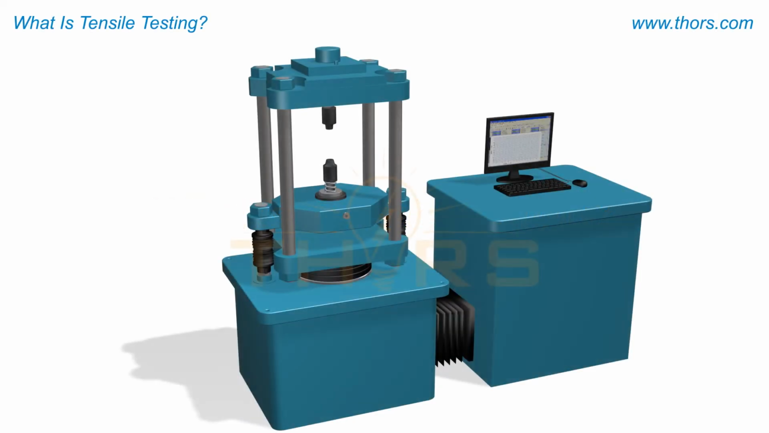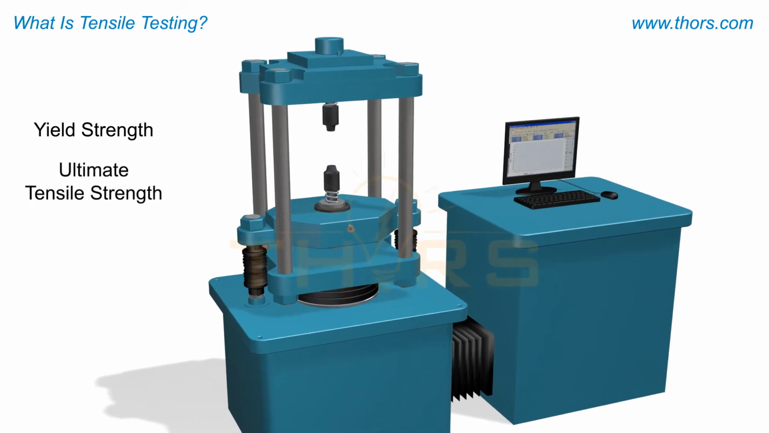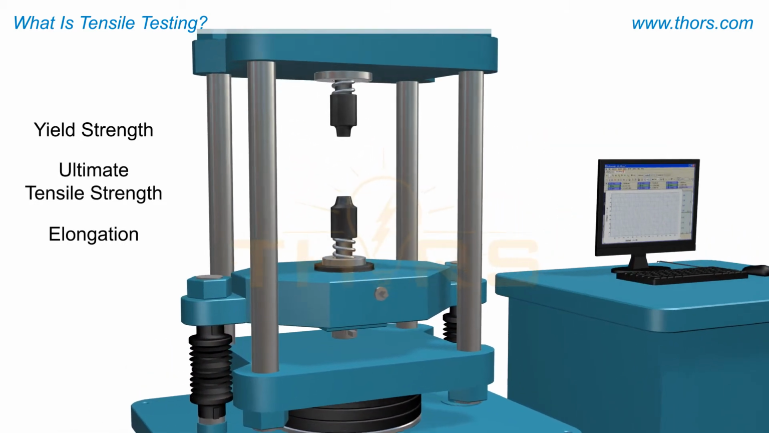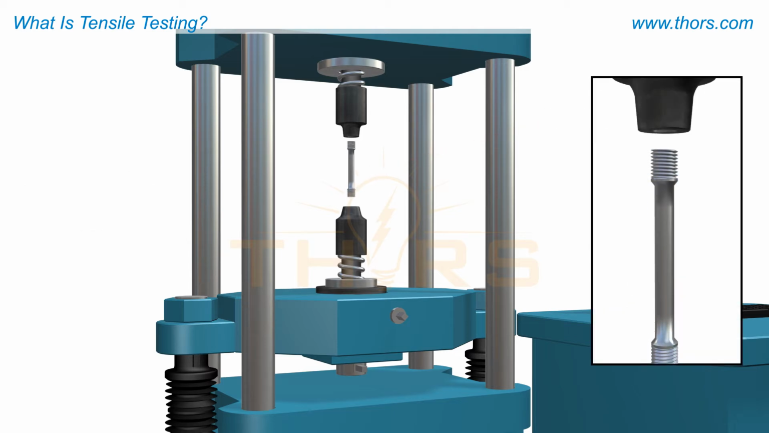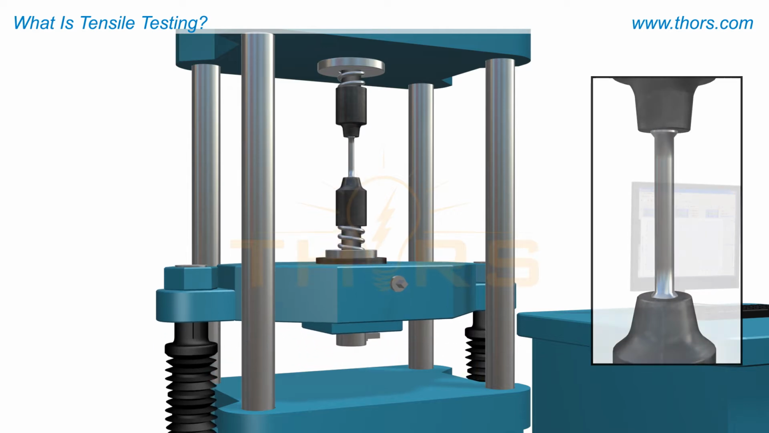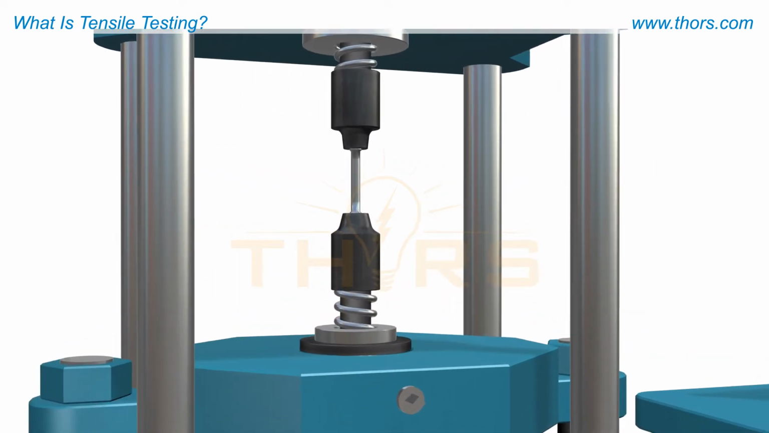Tensile testing measures the yield strength, ultimate tensile strength, and elongation of a material to failure. The test can be performed on either flat-rolled product or bar product, which is shown here. The sample specimen is secured on both ends and stretched.